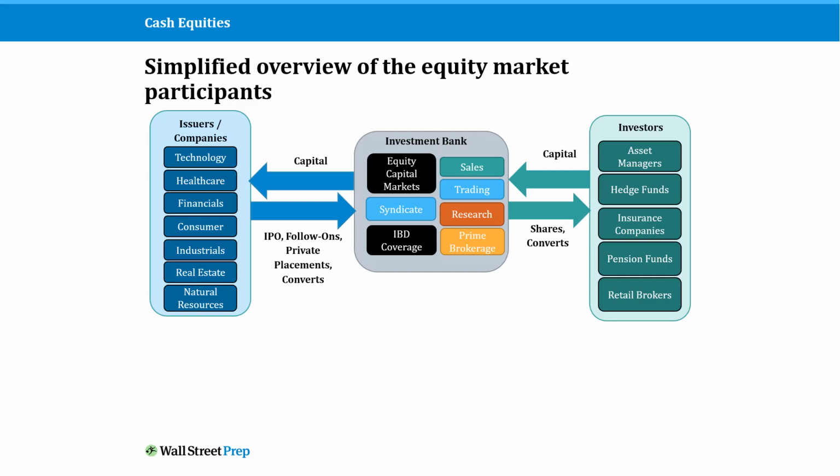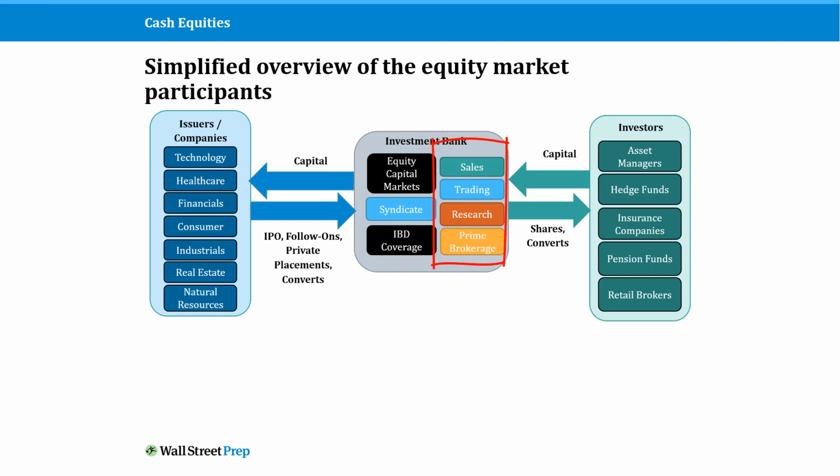In the middle, facilitating this fund flow, is the investment bank. The investment bank, through its equity capital markets or ECM team on the left side, works with companies to raise funds from the equity markets. It could be an IPO if it's their first listing on the exchange, and it could be a follow-on transaction if they're revisiting the market and raising more capital. It could also be private placements or convertible bonds called converts.